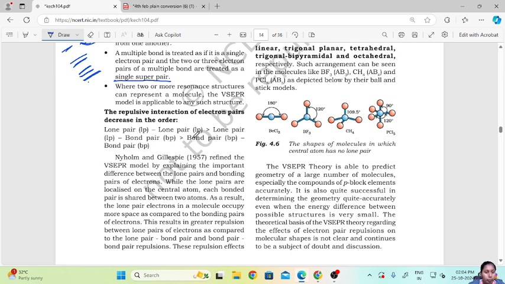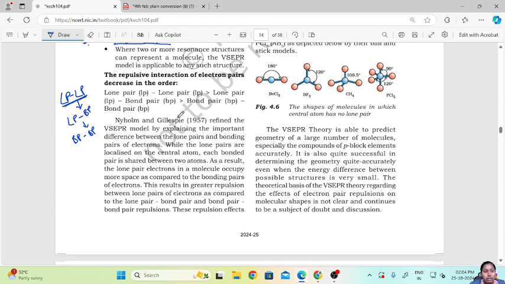So lone pair, lone pair repulsion is more. Compared to that, lone pair, bond pair has a less repulsive force, and bond pair, bond pair has even less. So it goes like this: lone pair, lone pair has the most repulsion between them. After that, there will be lone pair, bond pair, and the least repulsion is observed between bond pair and bond pair, okay.